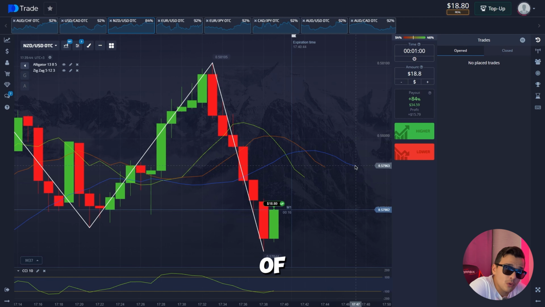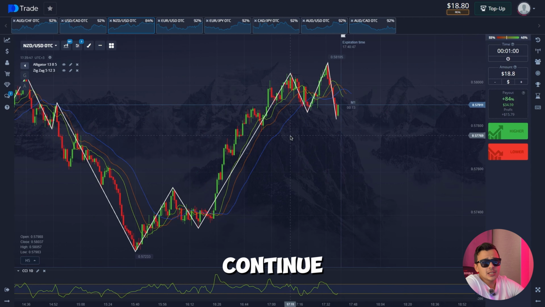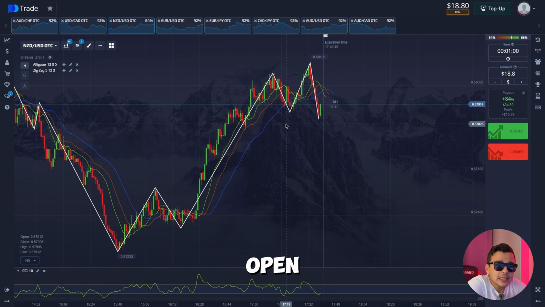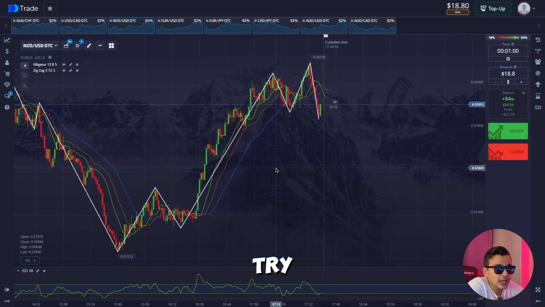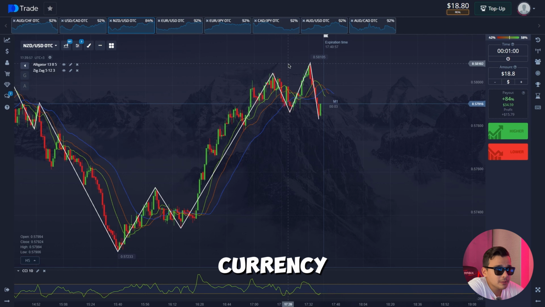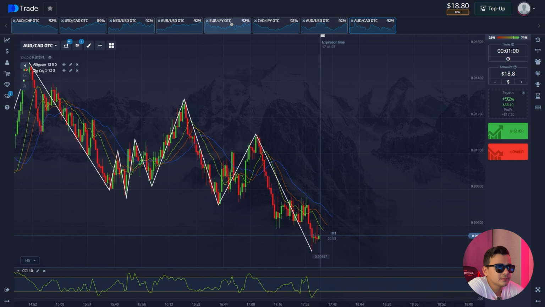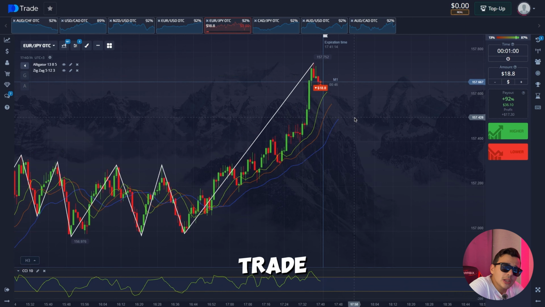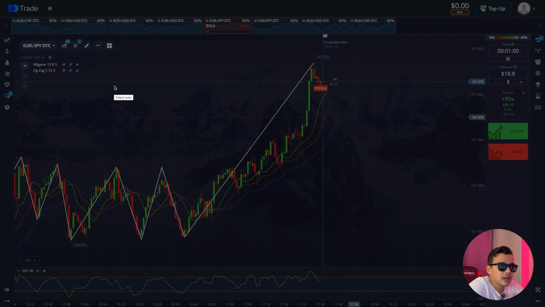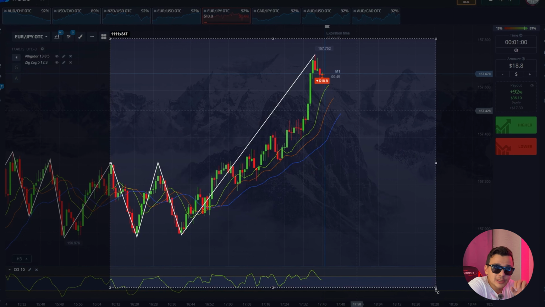Let's change the amount of the trade. Let's continue our trading. Let's now open a trade on the downside on the same principle to consolidate our results. Let's pick the following currency pair. And this is where, yes, why not? Let's open a trade on the downside. Absolutely the same principle of entering the trade.